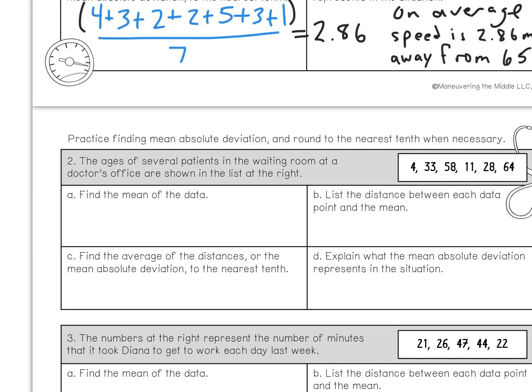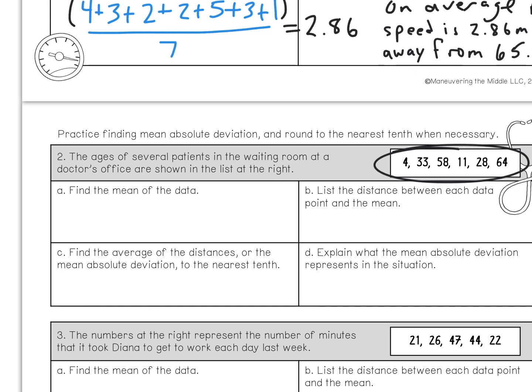Okay, let's do number 2. So add these things up. Add those things up on the next one. Add them up. So these are ages of patients in a waiting room at a doctor's office. So plus 11, plus 28, plus 64. Real quick, 1, 2, 3, 4, 5, 6.